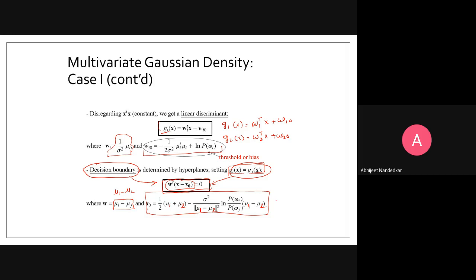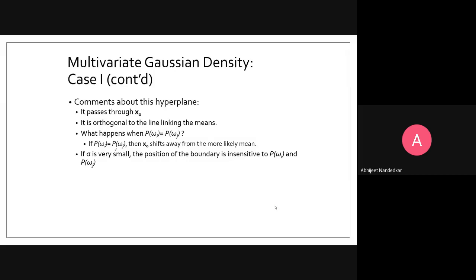So this will be the intercept, the constant part of your line or plane, and this will be the slope kind of thing. Now if you see that equation, it is passing through x0. It is orthogonal to the line linking the two means, that is mu1 and mu2. Suppose this is the mean of class 1 and this is the mean of class 2. The line joins these two points, and if you draw a perpendicular to it, then this will be the decision boundary.